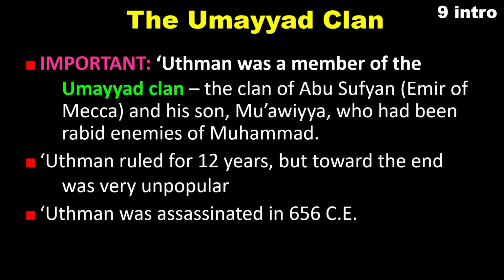Now it is very important to understand that the third caliph, Uthman, was a member of the Umayyad clan, the clan of Abu Sufyan, who was the emir, or king, of Mecca. Abu Sufyan, you recall, and his son Muawiyah had been rabid enemies of Muhammad until just before Muhammad and his army of followers were about to invade and conquer Mecca. They decided to surrender and pledged allegiance to Muhammad and his faith, Islam.